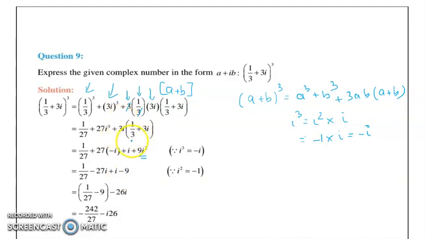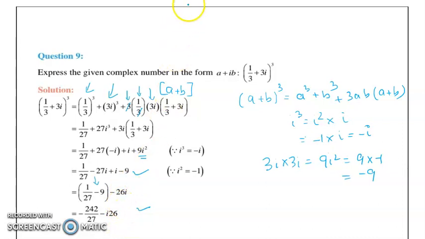This 3 and this 3 will be cancelled, i will be left. So it is very basic, students, nothing difficult in this. 3i multiplied by 3i, students, is equal to 3 into 3 = 9, i twice i², which is equal to 9 into −1, which is equal to −9. So that is what we have got. Taking LCM and solving them, the real part we are collecting together: 1/27 − 9, minus 26i. So solving this, we are getting −242/27 − 26i.